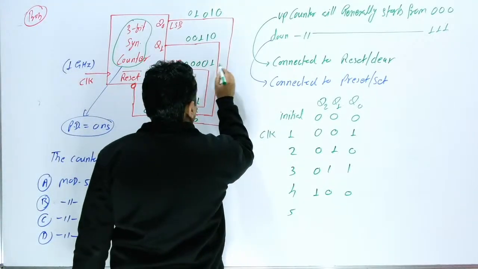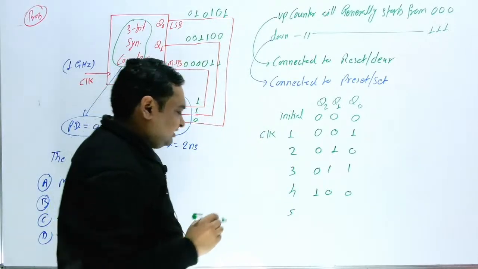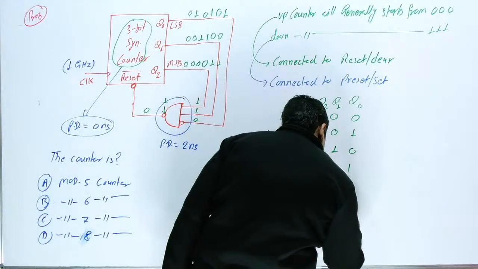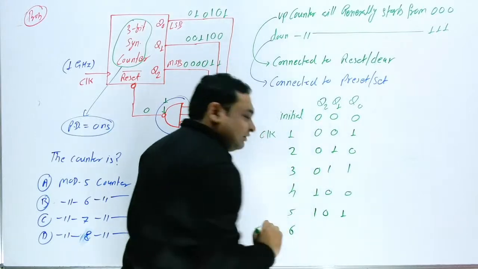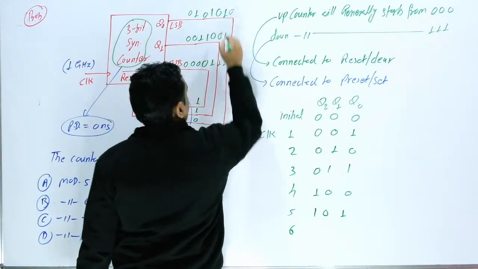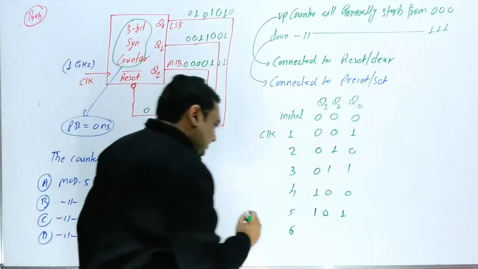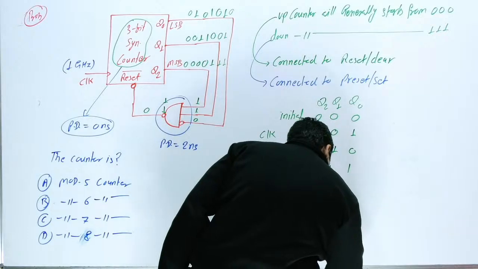This is 1, 0, 1. So this is your 1, this is 0, this is 1. Again these are not same, so again this will not be a reset. When you are applying the 6th clock, this is 1, this is 1, this is 0. Now this is 1, this is 1 and this is 0. Now same.